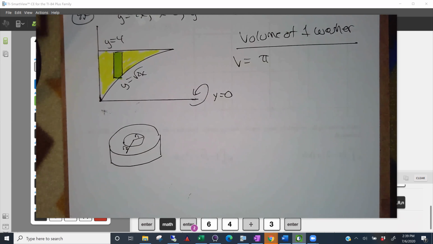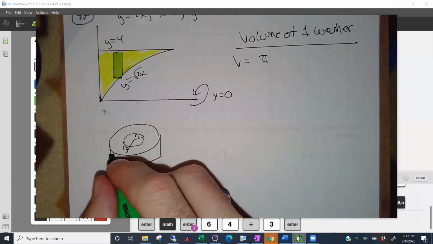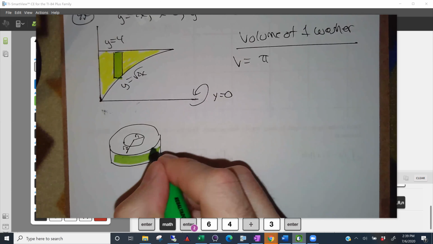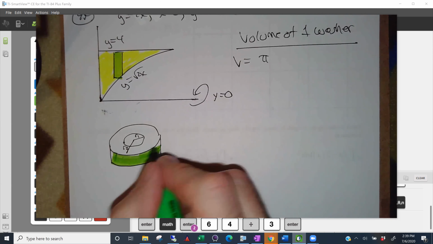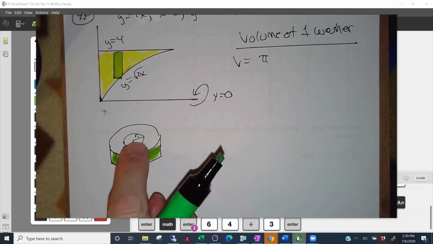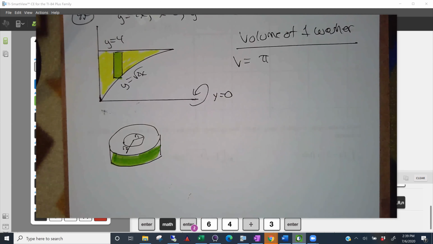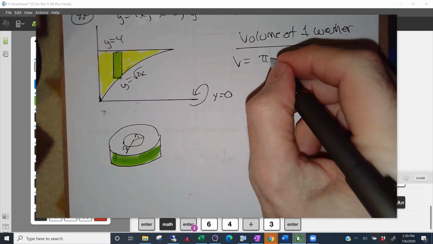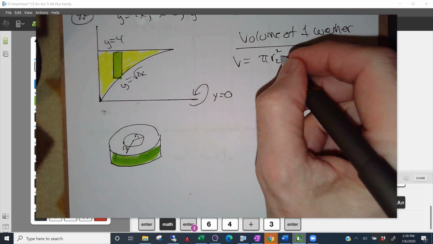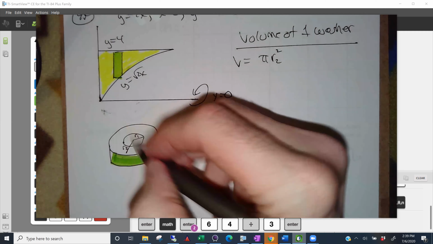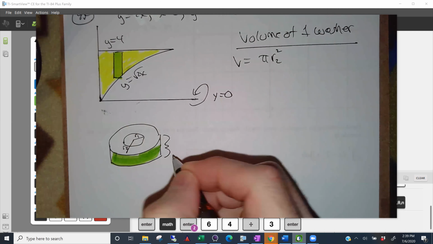All right, so let's see if we can figure out the volume of this washer. What we're actually going to do is calculate the volume of the outer cylinder and subtract off the volume of the inner cylinder. So it's going to look like this. Pi times R2 squared, the outer radius, times the height. What's that height?